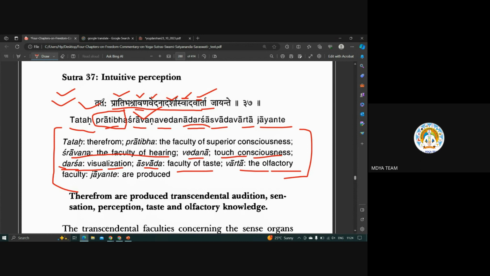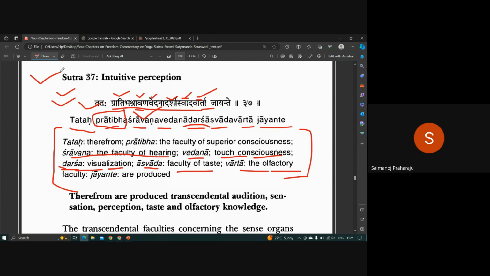Please remember the sutra in sequence. Pratibha, after Pratibha that is Shravan. After Shravan, that is Vedan. After Vedana, that is Adarsha. After Adarsha, that is Aswad. After Aswad, the Varta. This kind of sequence-based questions have most chances in the exam. Okay. Yes, one of you please conclude this sutra.